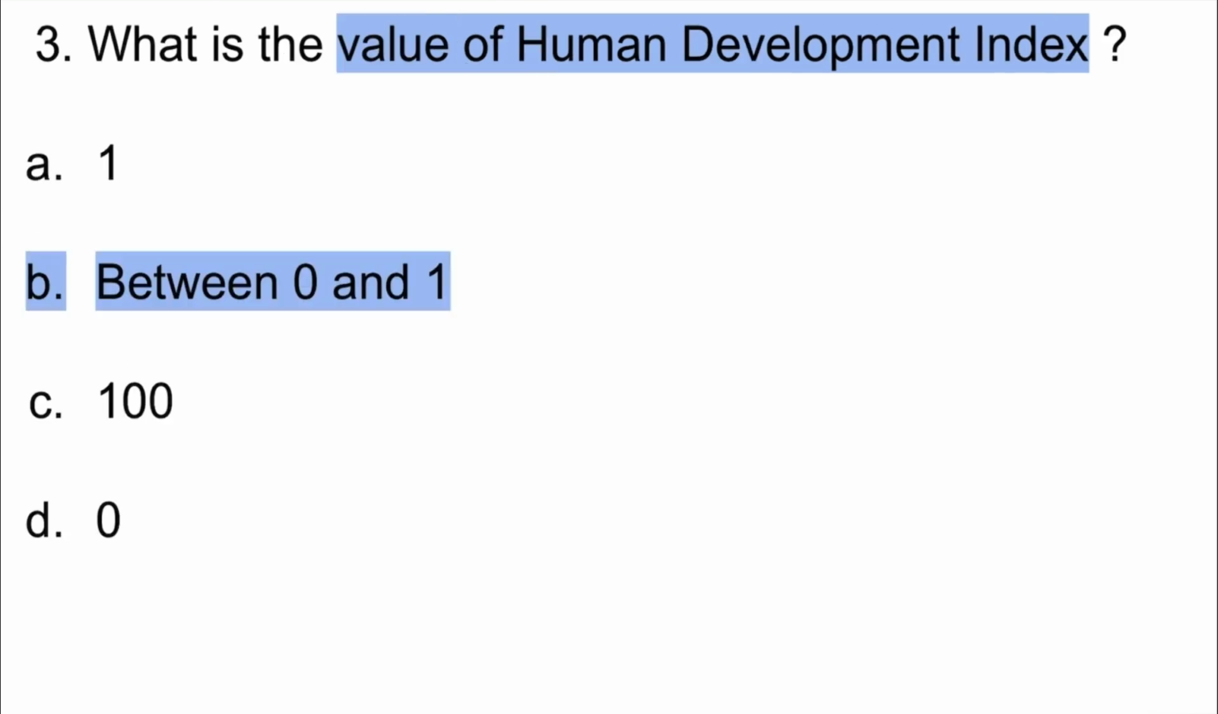What is the value of Human Development Index? Human Development Index means HDI. Here value is asked. So value of HDI lies between 0 and 1. Students, read the question twice. Here value is asked or the maximum value is asked. If maximum value is asked, then answer should be 1. But when value is asked, it should be between 0 and 1. Here option B is the correct one.